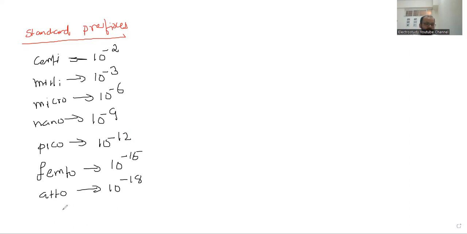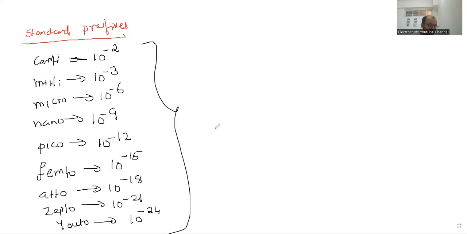Similarly, zepto: 10 to the power minus 21. Then yocto: 10 to the power minus 24. Please have a look at this. It may be asked in the examination.